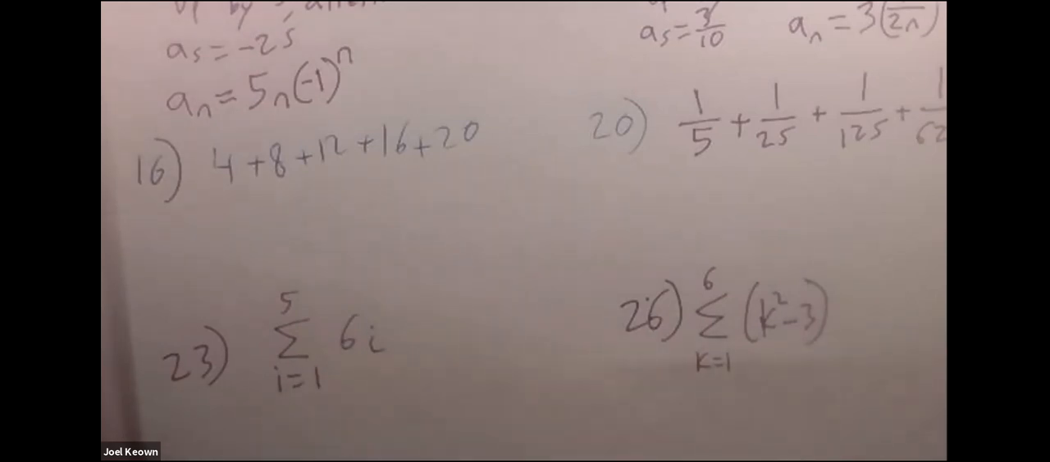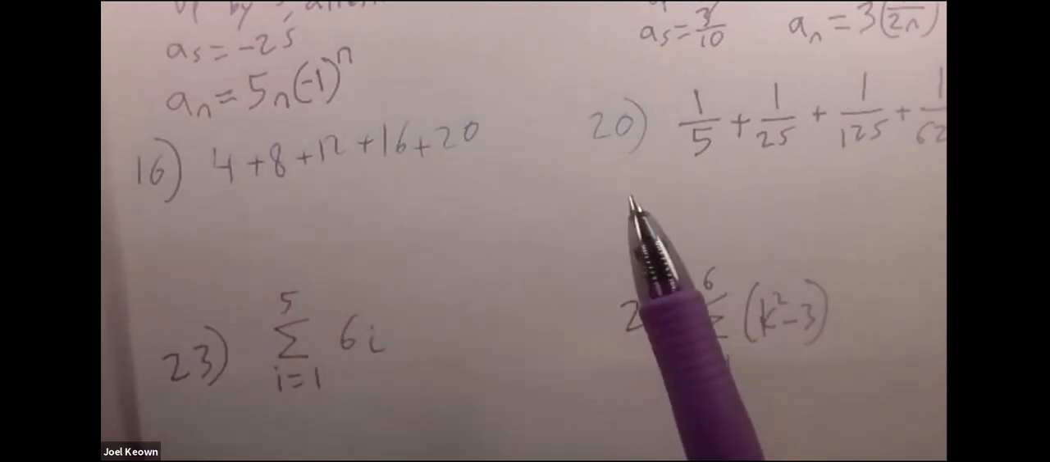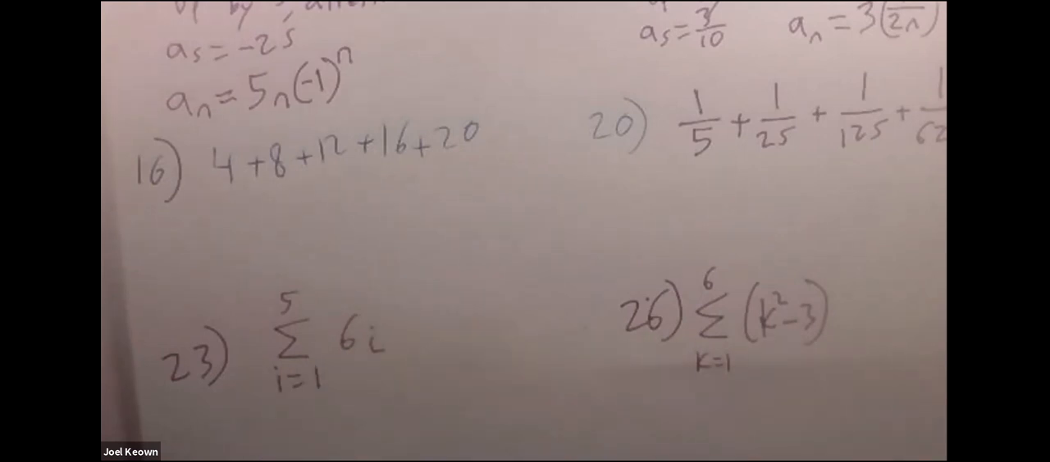All right. So I'm actually going to go backwards. I'm going to do 23 and 26 first, and then go back and do 16 and 20, because I think they'll make more sense after you see how to do 23 and 26.